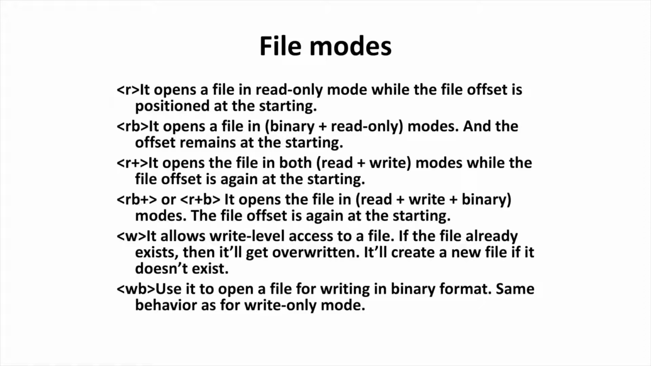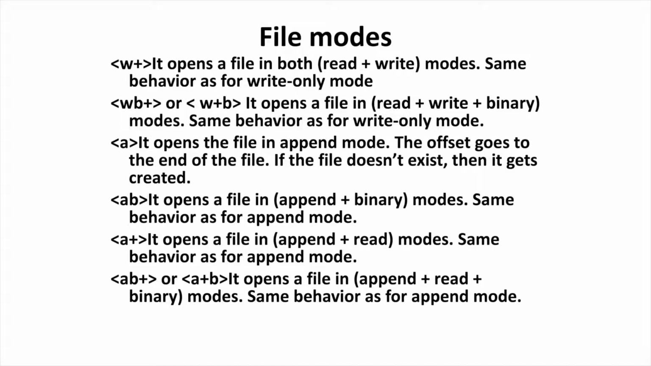w, it allows write level access to the file. If the file already exists, it will get overwritten and will be created as an empty file if it does not exist. wb, if used, opens a file for writing in binary mode, same behavior as for write only mode. w plus, it opens a file in both read plus write mode, same behavior as for write only mode. wb plus or w plus b, it opens a file in read, write and binary modes, same behavior as for write only mode.